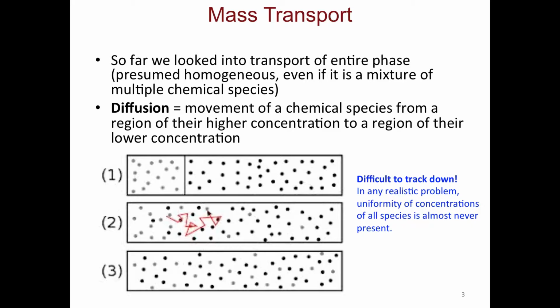Now, since this is molecular transport, it is obviously difficult to track, especially on the scale of our interest, which is either lab scale or field scale. Okay? So I have these individual molecular species and they're interdiffusing. So I will typically have two things equilibrating at the same time. And it's a good day when I have only two things interdiffusing. More often than not, the situation is more complex. And in any realistic problem, it's going to be extremely difficult to actually track everything that I'm interested in.